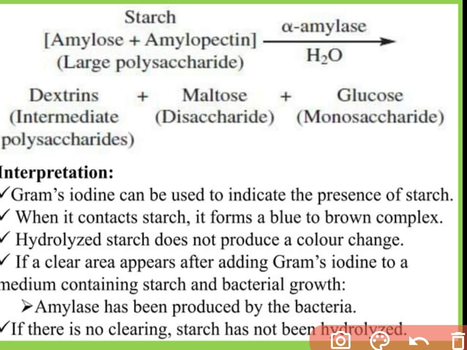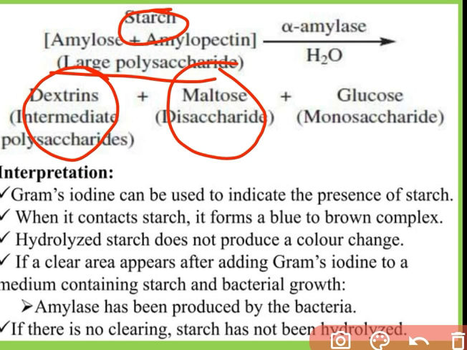The starch is made up of amylose and amylopectin. It is a large polysaccharide. By the action of bacterial amylase, in the presence of a water molecule, the starch gets hydrolyzed into dextrins, maltose, which is a disaccharide, and glucose.